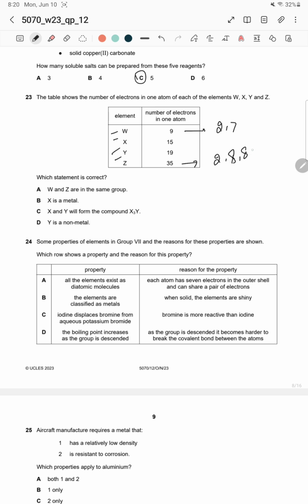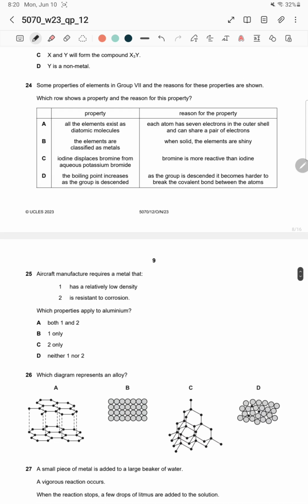And then it will be 17. So it means group 17 is actually group 7. So both are present in the same group. So A is the right option. We don't need to look any further.